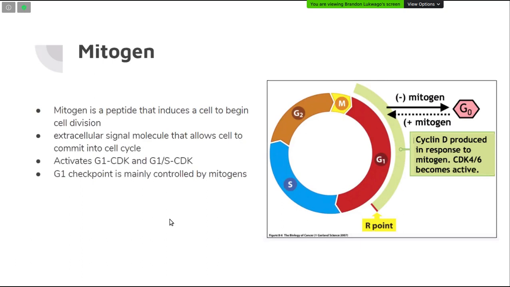And if you look in that picture, there's an R point, which is known as a restriction point, where once a cell is at the restriction point, it is no longer dependent on mitogens for further proliferation.